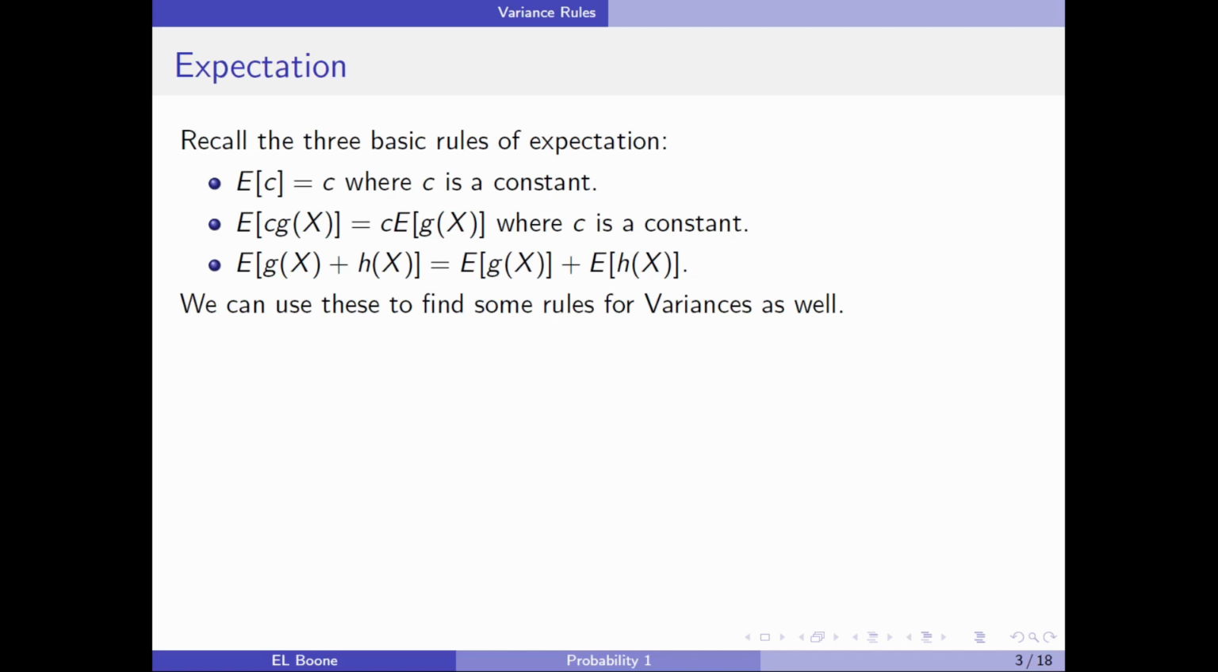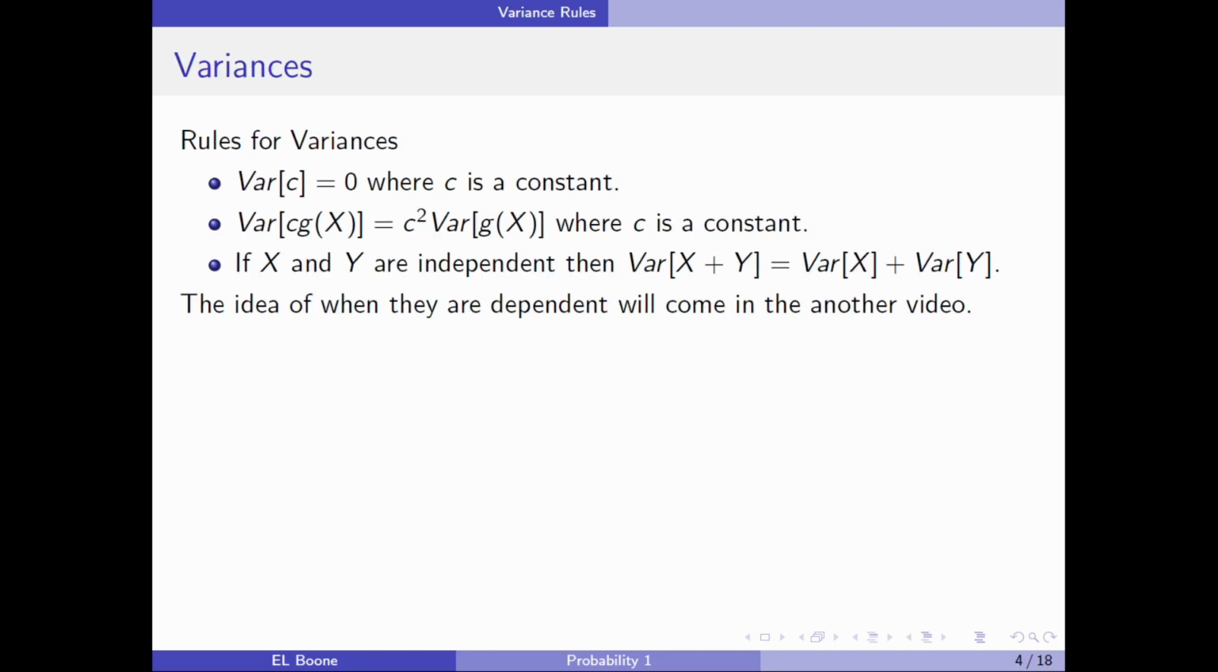Now we want to find some rules for variance as well, and I'll show you why they work, or at least most of the way in this video, and then the rest of the way in the next video. So the rules for variance. The variance of a constant is 0. That kind of makes sense. How much does a constant vary? It doesn't. 5 is always 5. It's not changing from 5 to 6 to 4 to 5 to 6 to 4.